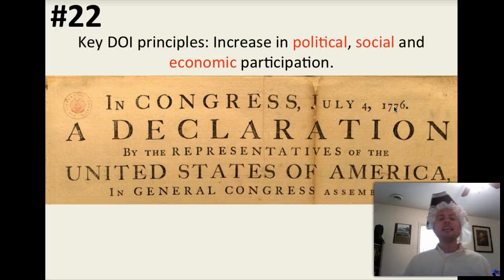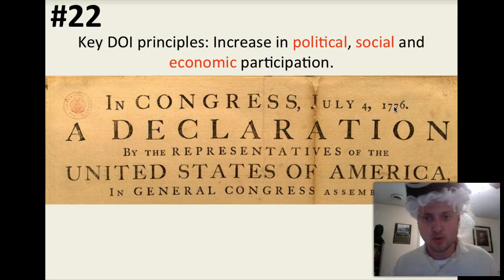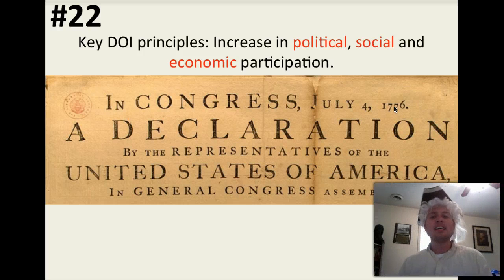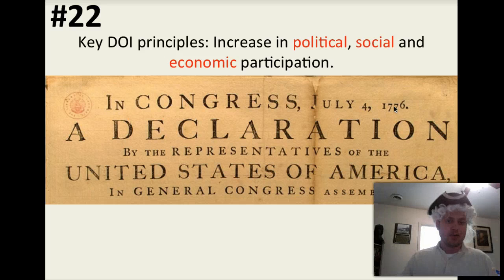Now, the key DOI principles, question number 22, saw an increase in political, social, and economic participation. What that means is that many years after July 4th, 1776, Americans will look at this document and say, hey, shouldn't this include my political rights, my social rights, my economic rights? It will be used to guarantee more rights for more people later, okay?